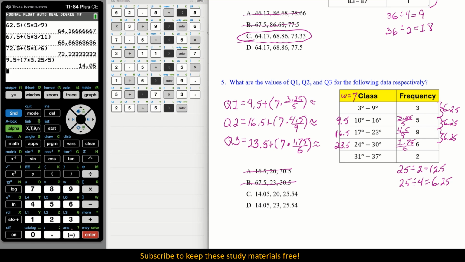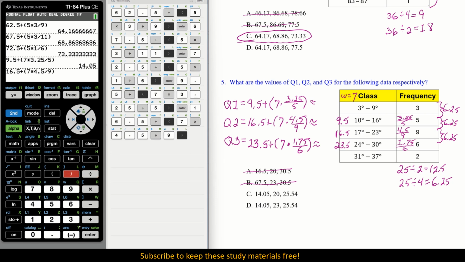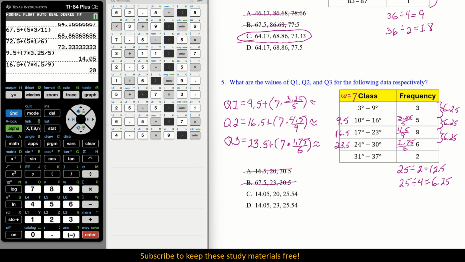All right, let's see what happens with Q2. Right, we have 16.5 plus parentheses 7 times 4.5 divided by 9 and enter, and that is 20. Okay, and we've gotten this value before. So I'm going to say right now that option C is what we need.